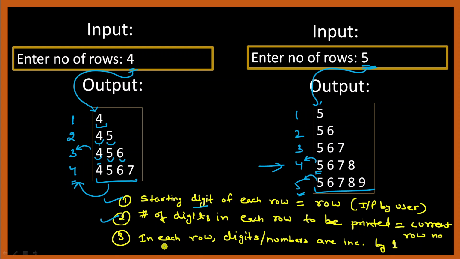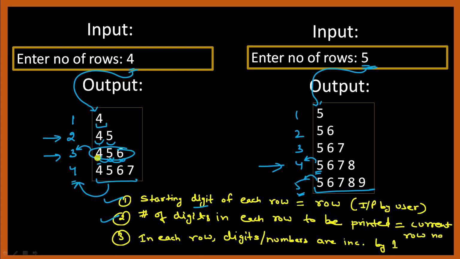Now the last thing is how the digits are printed. Are they printed in increasing order, or decreasing order, or is there any gap between the digits, and how much gap? So we have to check this. If we check from the second row, you can see 4 then 5, we are printing the digits continuously and in increasing order. In the third row, 4 5 6: 4, then incremented by 1 we printed 5, then incremented by 1 and printed 6. So digits are in increasing order and incremented by 1.